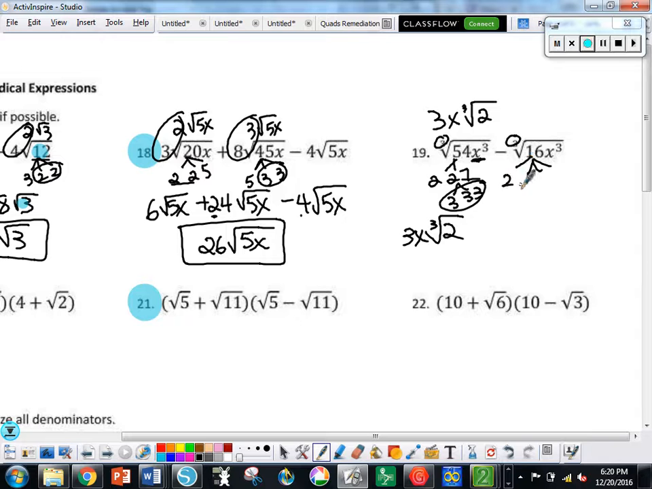16 is 2 times 8, 8 is 2 times 4, and 4 is 2 times 2. Group of 2's, loner 2, so minus, the group of 2's come out, the group of x's come out, the loner 2 stays in.